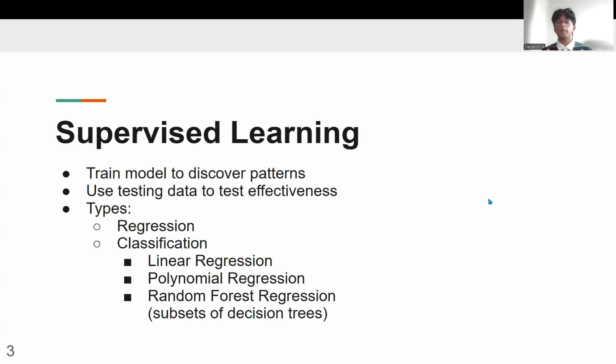Supervised learning is commonly divided into two main types, regression and classification. Regression is used to predict continuous values, such as house prices or temperature. Examples of regression techniques include linear regression, which models a straight line relationship, polynomial regression, which captures more complex patterns with curves, and random forest regression, which uses an ensemble of decision trees to improve accuracy.